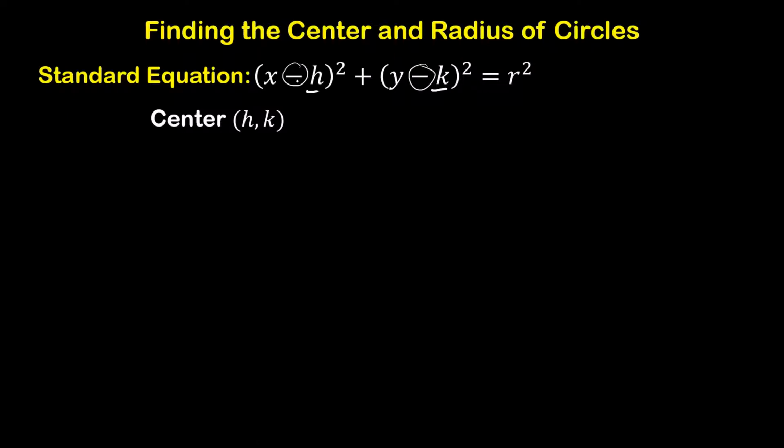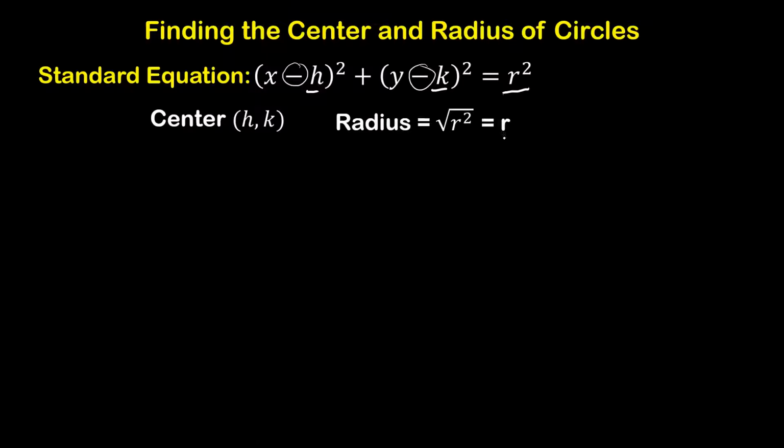So if your symbol here is minus, then your h is positive. If this is plus, then your h is negative. Same with the sign of k. If this is minus, then your k is positive. If this is plus, then your k is negative. Then for our radius, that is the square root of r squared, which is equal to r. So to get the radius, you need to get the square root of whatever number corresponds to your r squared, and that will be the radius of the circle.